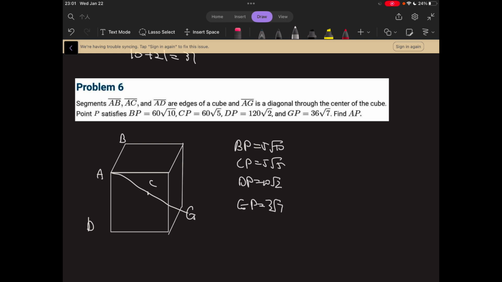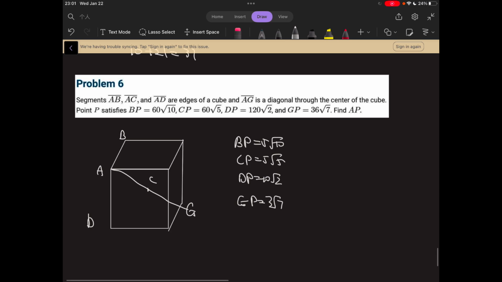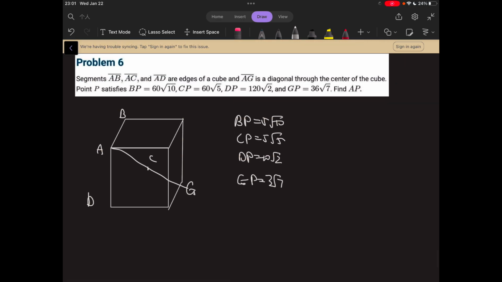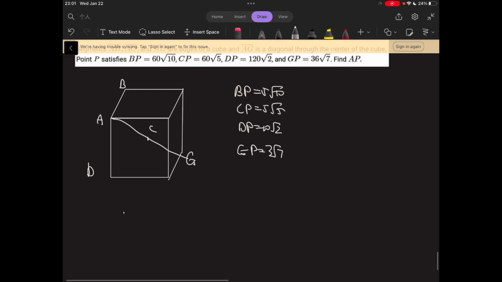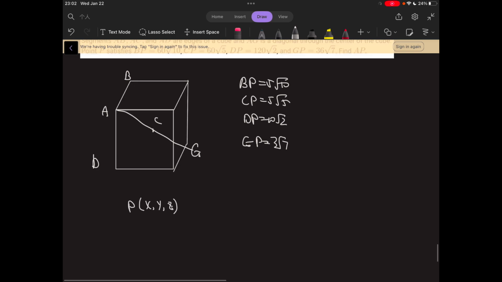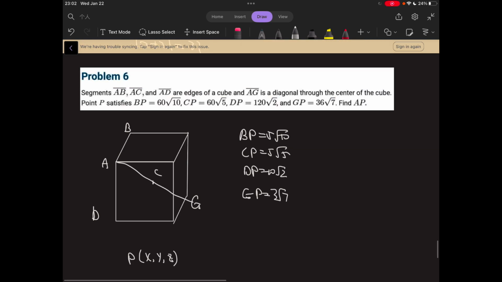Now this problem looks like it's a geometry problem, but it's not quite a geometry problem. It's more of an algebra problem than a geometry problem, because there's not a lot of geometry theorems that you need to know to solve this problem. So we just simply assume P is x, y, z. Now, it's very easy to write 3 equations. Just bash BP, CP, and DP out.